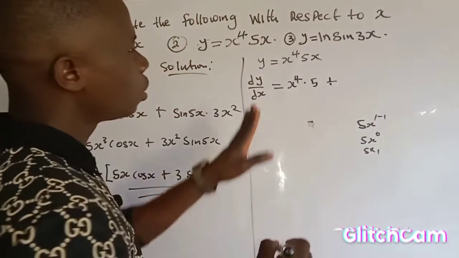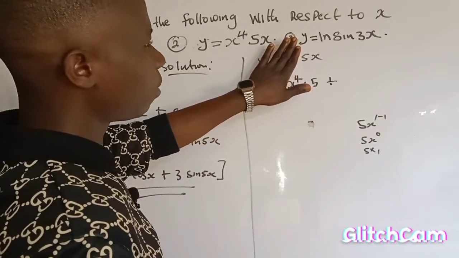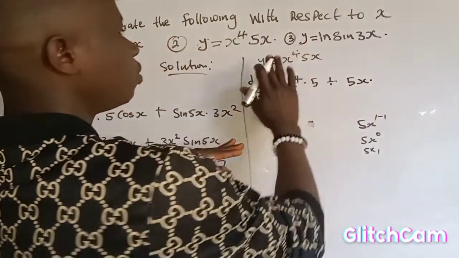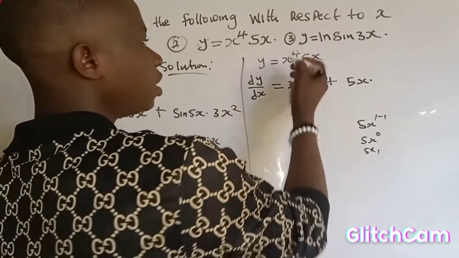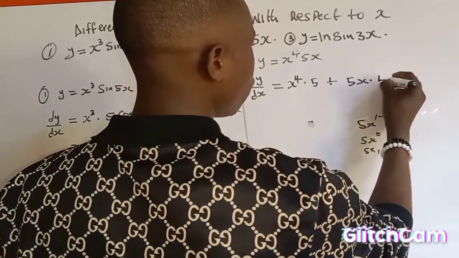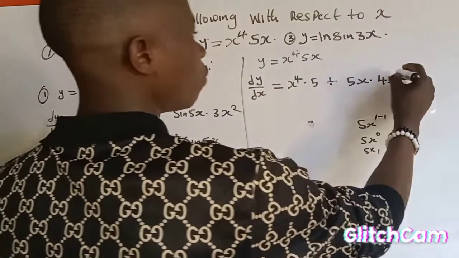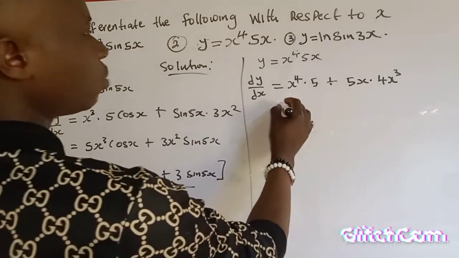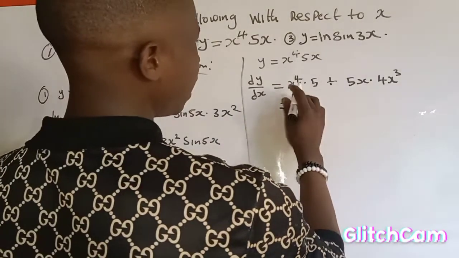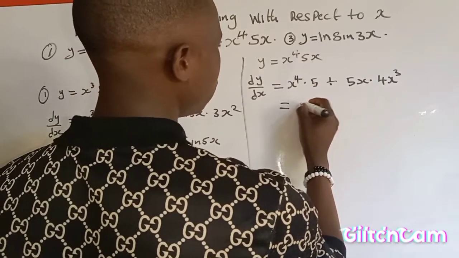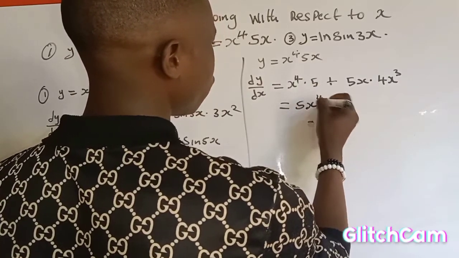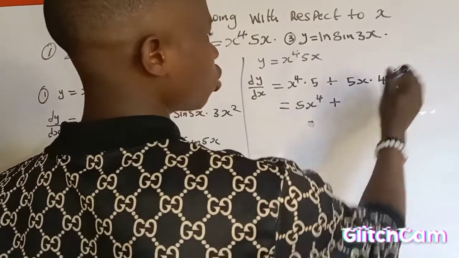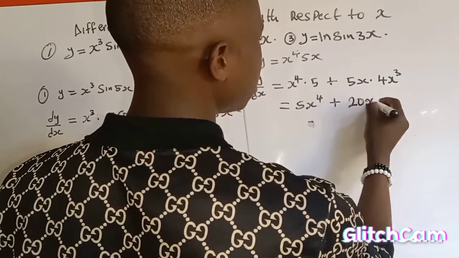Then plus, you do the same thing: you cover the left hand side, then you copy 5s, multiplied by the derivative of s to the power of 4. The derivative is 4 times s, it will give me 4s, then take away 1 from the 4, it will give me 3. So from here, I can simplify this. 5 multiplied by s to the power of 4, I'll have 5s to the power of 4, plus 5s multiplied by 4s cubed, I'll have 20s to the power of 4.